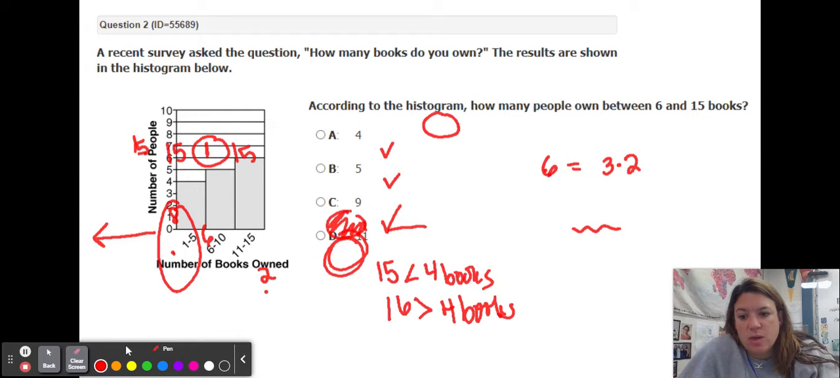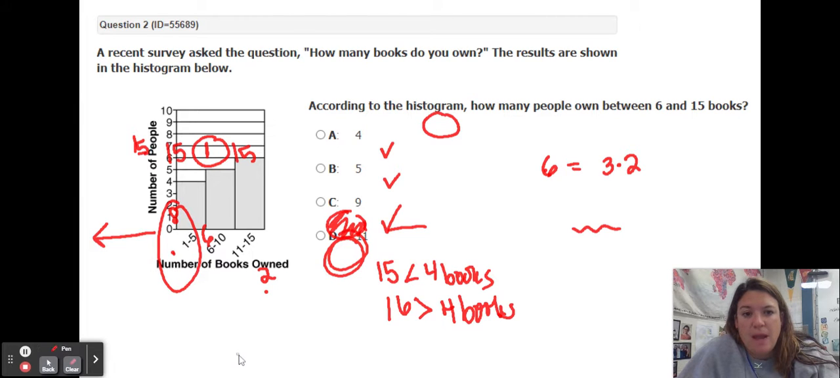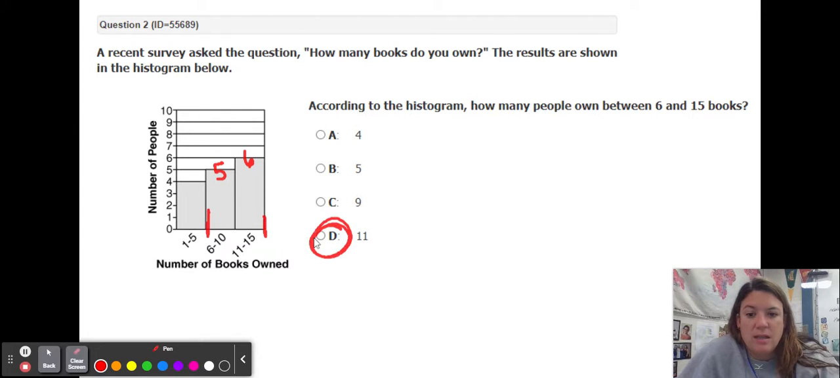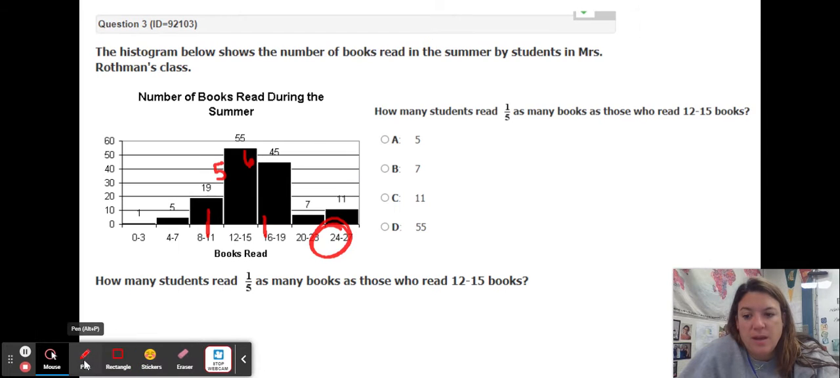All right, number 2. A recent survey asked the question, how many books do you own? The results are shown in the histogram. How many people own between 6 and 15? All right, so we've got 6 and 15, which is 5 here and 6 here. And it's between those two intervals, so it is 11. Nothing crazy about that one, right?